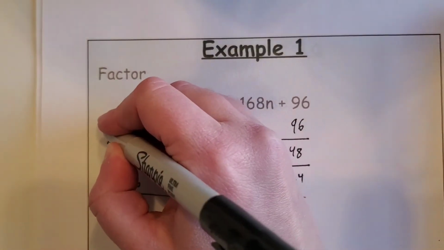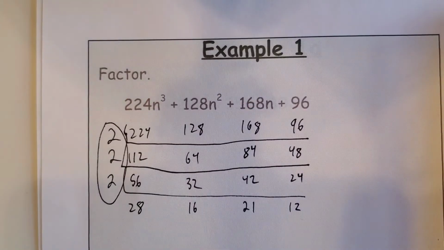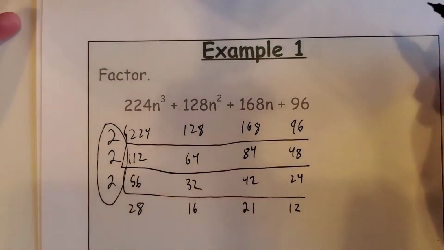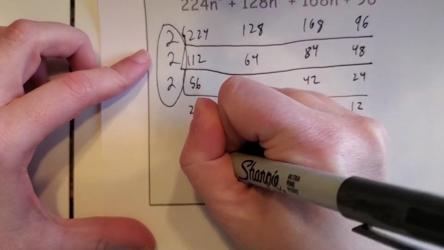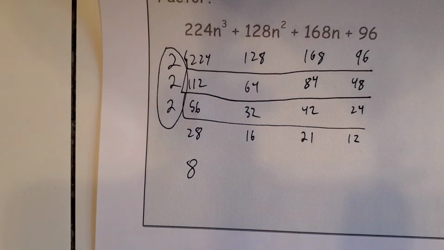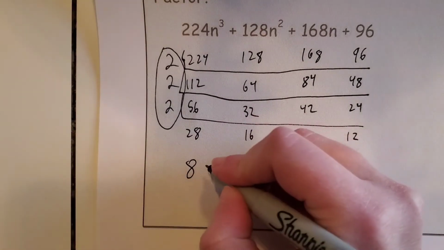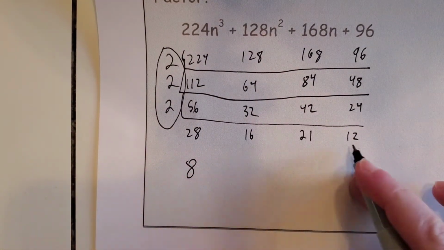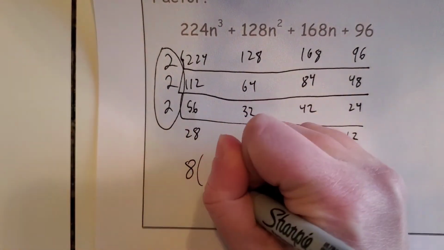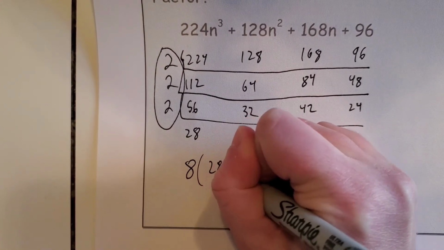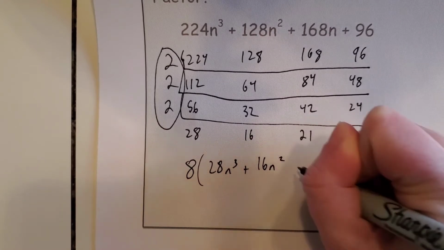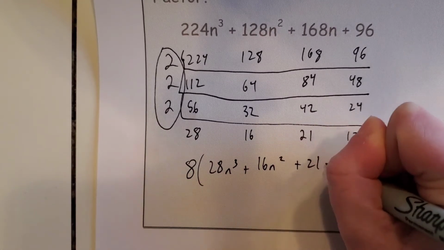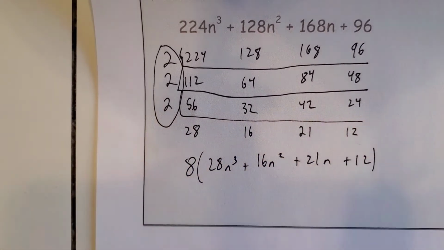So, our GCF in terms of the coefficient is just going to be the product of all of these numbers that we divided by. So 2 times 2 times 2 is 8. And they don't have any variables in common, so our GCF is just 8. And these are all the coefficients that you're left with. So 28n cubed plus 16n squared plus 21n plus 12.